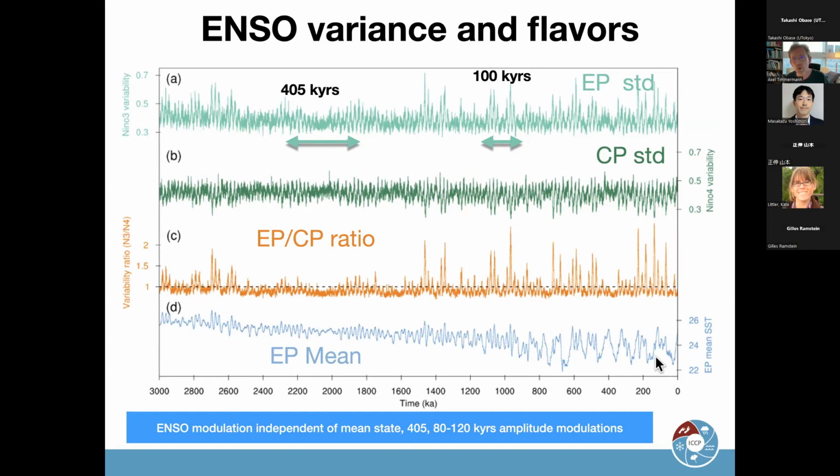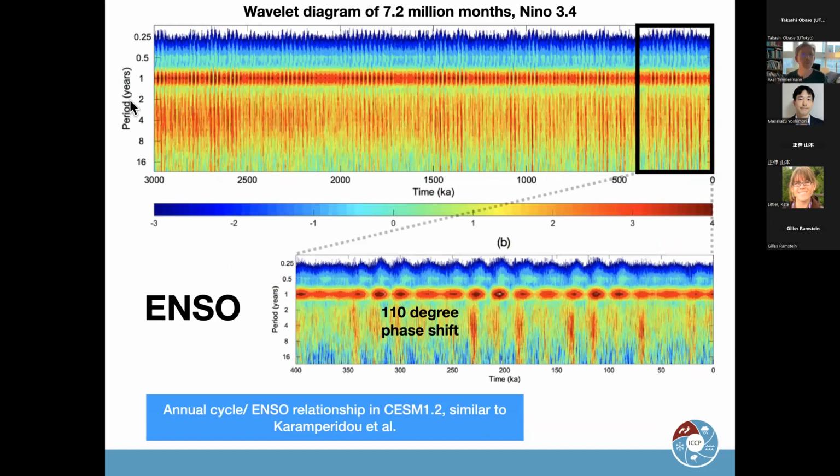One thing to note also is that if we look at the Eastern Pacific SST mean state, there is no relationship here because that's very much driven by the CO2. So the mean state changes in the East are not the drivers for the variability or for the changes in flavors. We can go a little more into the details and run a wavelet spectrum of this long time series.